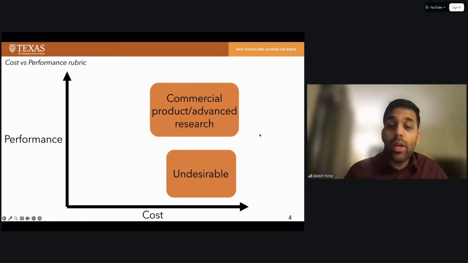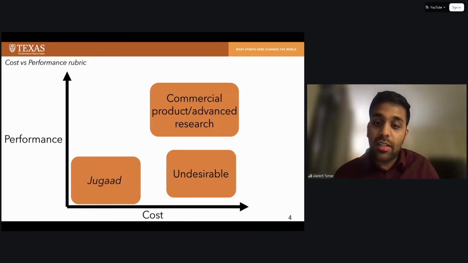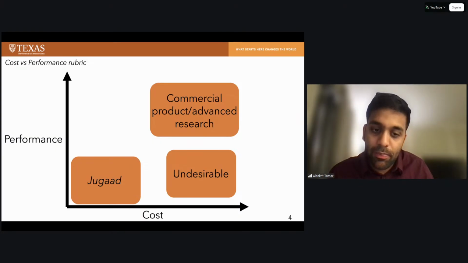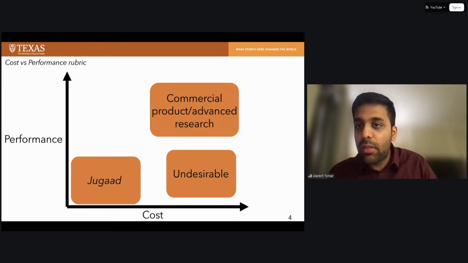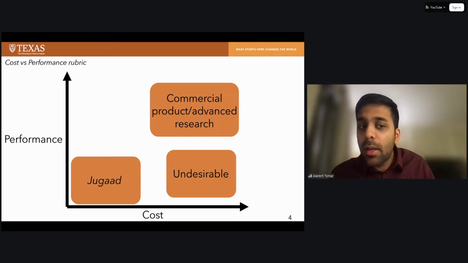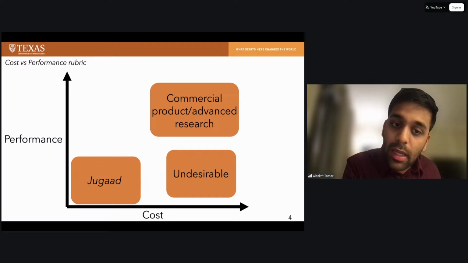And if we go into this region of this graph, which is low cost and low performance, is a term that you all have heard. It's called jugaad, and it's a very popular term for coming up with innovative solutions in India. And you will agree with me that this is a low cost solution to a problem, but it does not have the performance that you need.